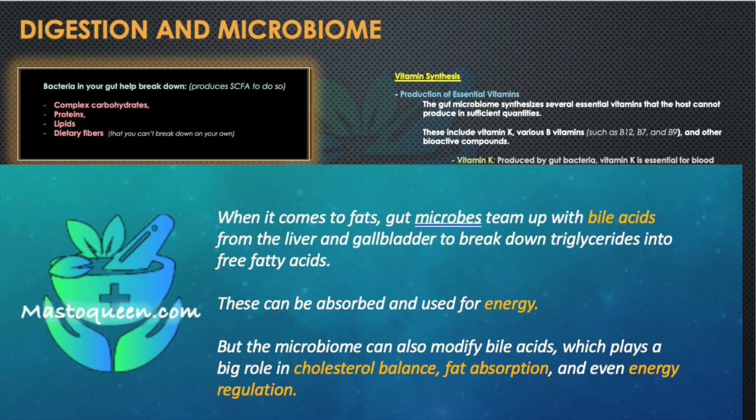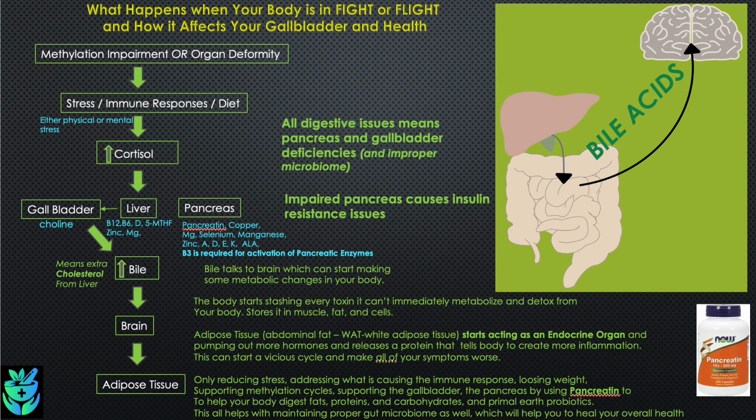Okay, just to help you understand this a little bit better, when it comes to fats, the gut microbes team up with bile acids from the liver and gallbladder to break down triglycerides into free fatty acids. These can be absorbed and used for energy, but the microbiome can also modify these bile acids, which plays a big role in cholesterol balance, fat absorption, and even energy regulation. This bile acid mechanism is critical for regulating cholesterol homeostasis, lipid absorption, and energy balance.